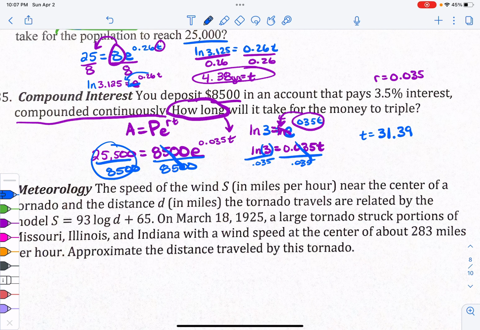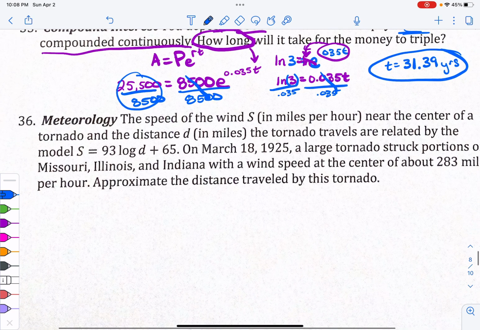It doesn't say what our units are in, but the formula for compound interest is set up to default to years, okay? When they give you an interest rate, they're automatically assuming that it is an annual interest rate of 3.5%. So we'll just say years for our time, unless they specify differently, okay? All right, last one, meteorology.